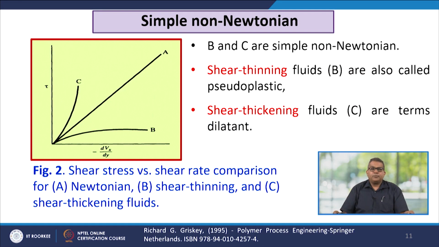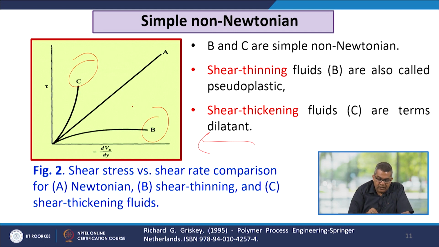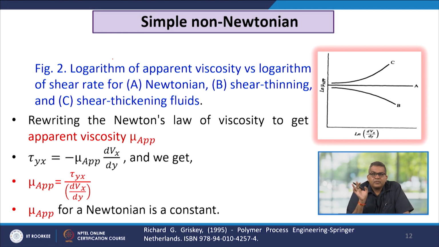Now, here if you see this particular figure, the shear stress versus shear rate comparison for a Newtonian, shear thinning and shear thickening fluid. This one is the shear thickening fluid. So, B and C are the simple non-Newtonian fluids, and shear thinning fluid B, this one, is also called pseudoplastic, and shear thickening fluid is termed dilatant.